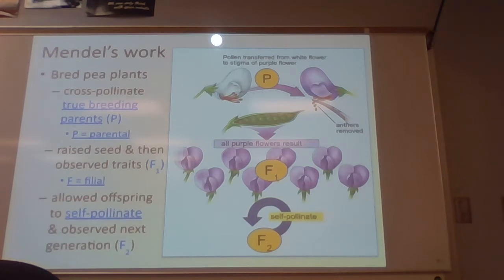And see, this would take a little bit of time, right? You gotta wait a growing season for the peas to form, and then you have to plant those peas to get what we call the F1 generation. F stands for filial, which just means offspring. So this is the first generation of offspring, the F1. In this example, you'll see that all of the F1 generation, all the flowers are purple.